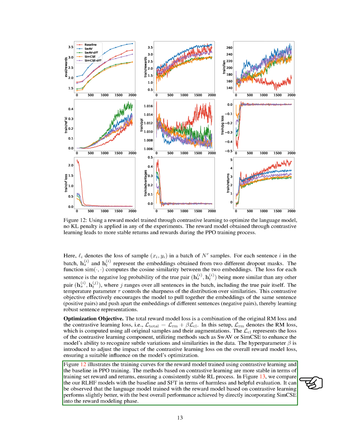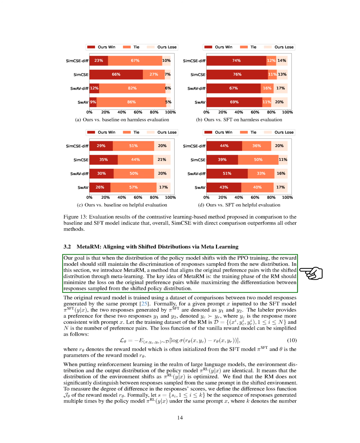Section 3.2, Meta-RM: Aligning with shifted distributions via meta-learning. In this section, we'll discuss our method, Meta-RM, which is designed to keep the reward model effective even when the policy model's distribution changes during PPO training. The main idea behind Meta-RM is to train the reward model in such a way that it minimizes the loss on the original preference pairs while maximizing the differentiation between responses sampled from the new, shifted policy distribution.